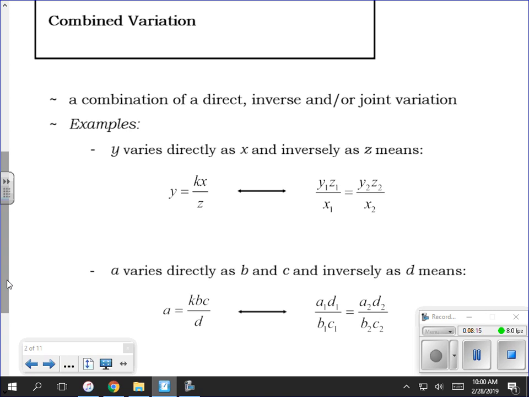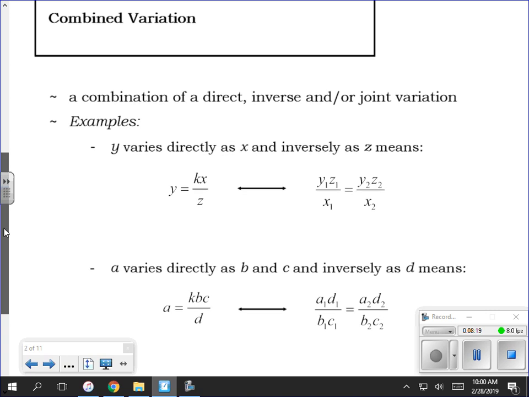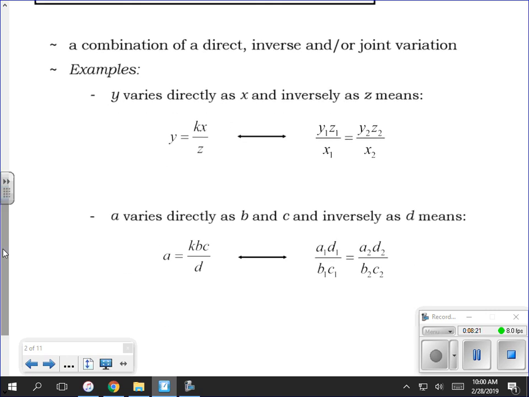So when you're dealing with it, there's 2 examples that I have here in your notes. Y varies directly as X and inversely as Z. Directly, that means Y divided by X, and inversely, Y times Z. Directly as B and C and inversely as D, that means it's directly with B and C, and inversely as D.